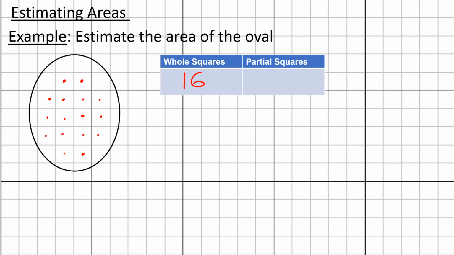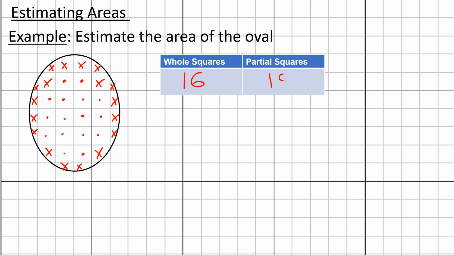What I'm going to do now is use crosses for any partially filled in squares. So any part of squares which are inside the shape. So I've got 1, 2, 3, 4, 5, 6, 7, 8, 9, 10, 11, 12, 13, 14, 15, 16, 17, 18. I'm not going to worry about this bit here. So there's 18 partial squares.